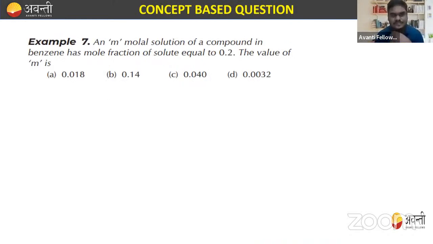On a similar basis, there is another question, that is an m molar solution. Here molality is not given. An m molar solution of a compound in benzene has a mole fraction of the solute equal to 0.2. What is the value of m here? So m and an m molar solution. So what is molar and molar, beta? Can anyone tell me what you mean by this term? So molar means molality.